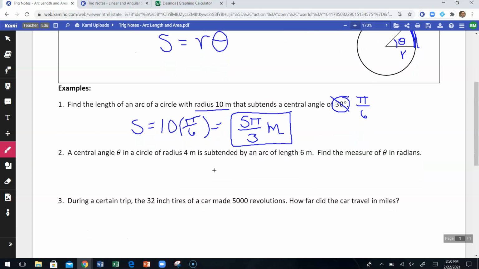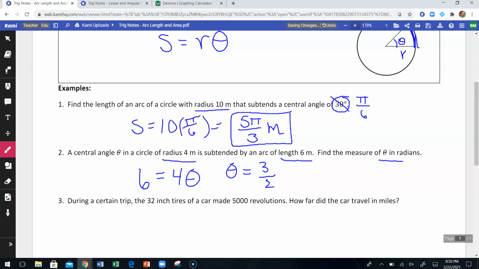Okay, a central angle, theta, in a circle of radius 4 meters is subtended by an arc length of 6 meters. Find theta. So same formula, but now I have the arc length, that's 6. I have the radius, that's 4. I want to figure out what my angle theta is. If I divide by 4, I simply get that the angle theta is 6 divided by 4, which would be 3 over 2.